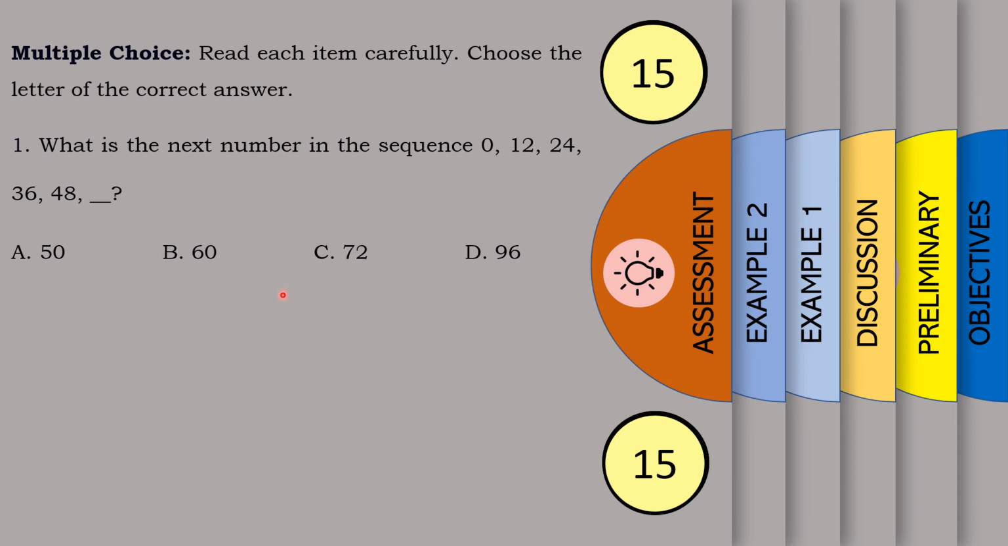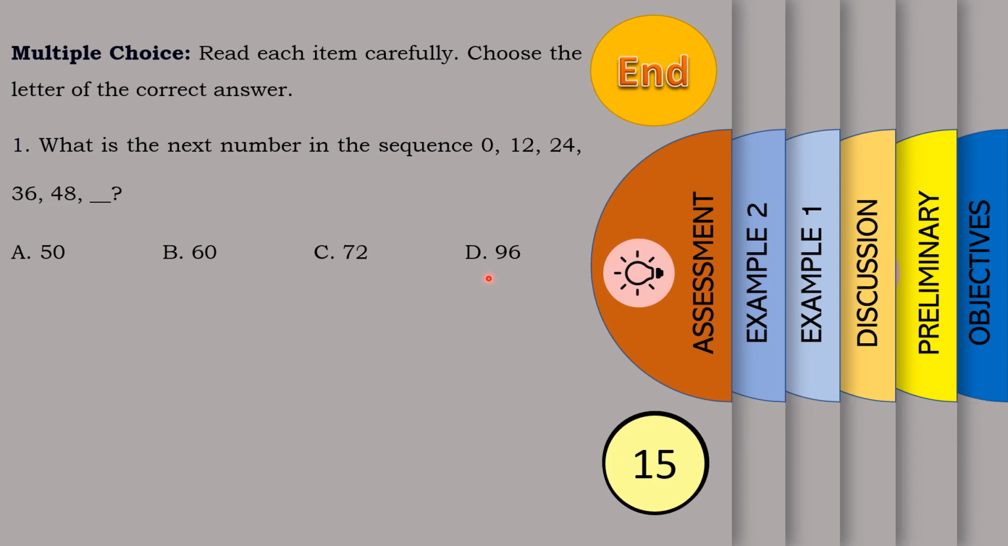Again, I'm going to repeat the question. What is the next term, next number in the sequence 0, 12, 24, 36, 48? Is it A, 50, B, 60, C, 72, or D, 96? Your 15 seconds starts now. Okay, time's up. Tignan natin.